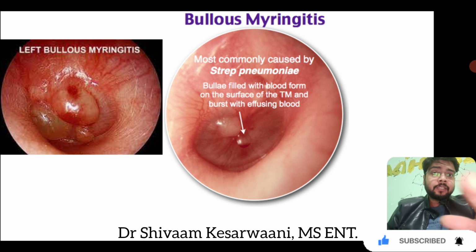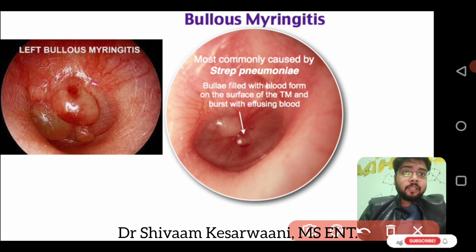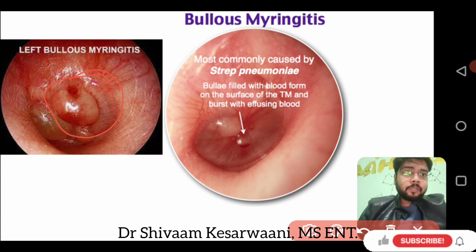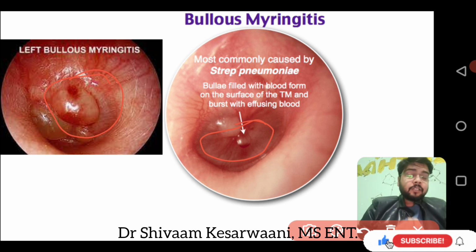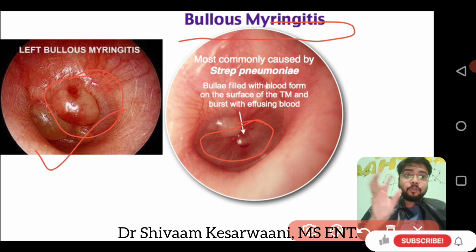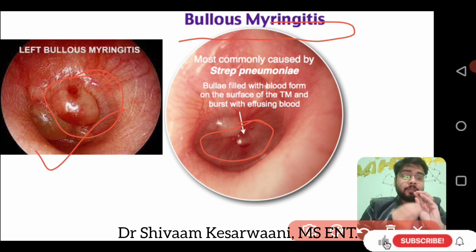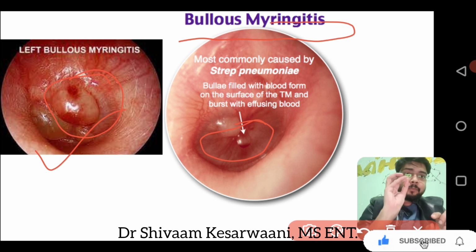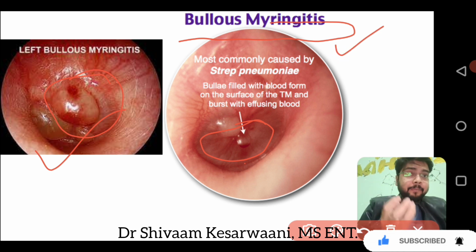One of the options was bullous myringitis hemorrhagica. If you notice here the otoscopic image of bullous myringitis, you will see bullae coming from the tympanic membrane. And why are these called hemorrhagic? Because these might contain blood, and the patient might complain of bloody discharge on rupture of the bulla, right? So this is a peculiar image of bullous myringitis. If you get an otoscopic image like this where the tympanic membrane is showing bulges and bullae due to collection of blood, it will be bullous hemorrhagic myringitis.